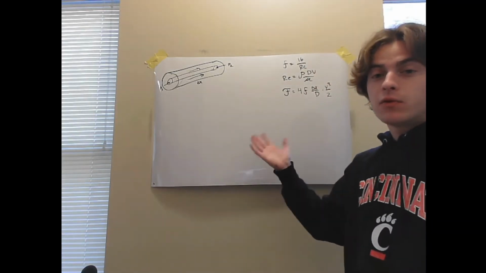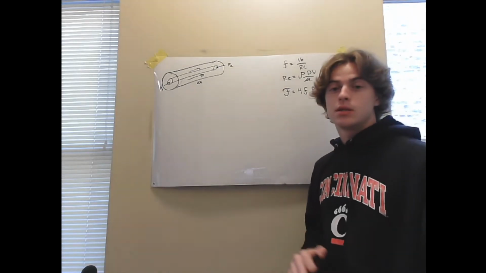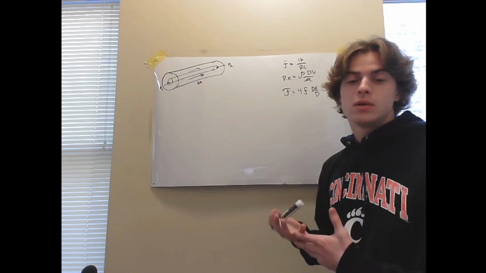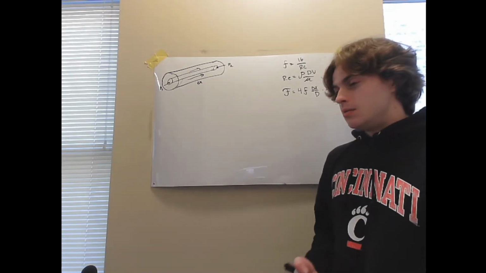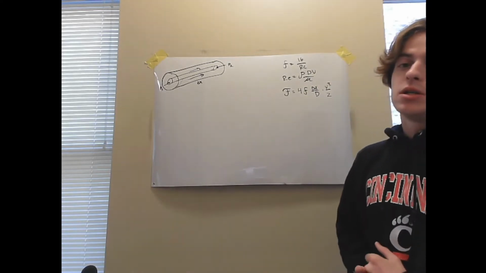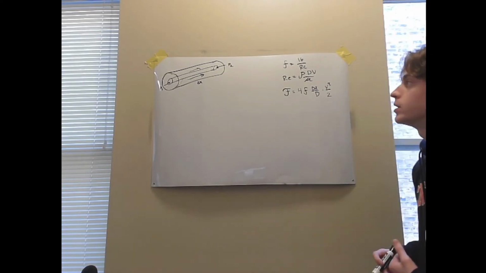I'm going to derive the force balance on that. Then we're going to be able to use the force balance to get the velocity profile equation. From the velocity profile equation, we can get the volumetric flow rate, and then from that we'll be able to apply Bernoulli's equation and show that the Fanning friction factor is 16 over Reynolds number.